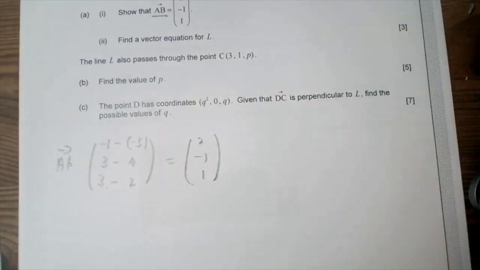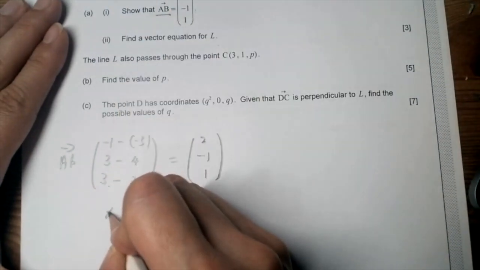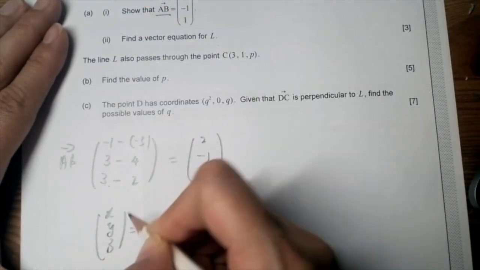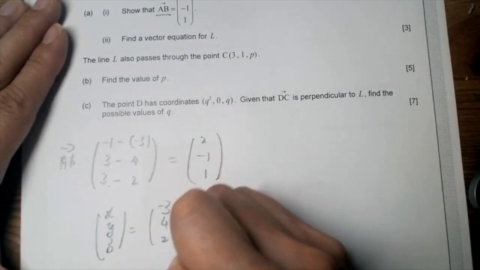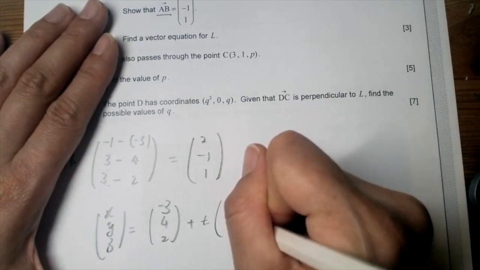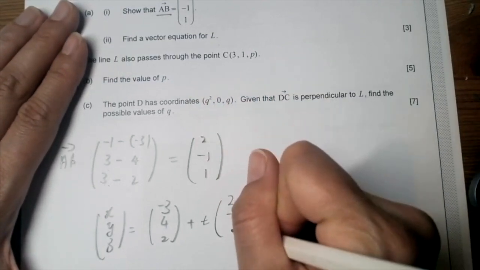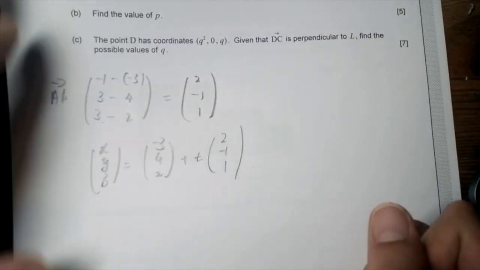Find the vector equation of L3. So we will use one of the points: (x, y, z) equals any point. I'll use A plus t times (2, negative 1, 1), the direction vector. That's another 3 points in hand.